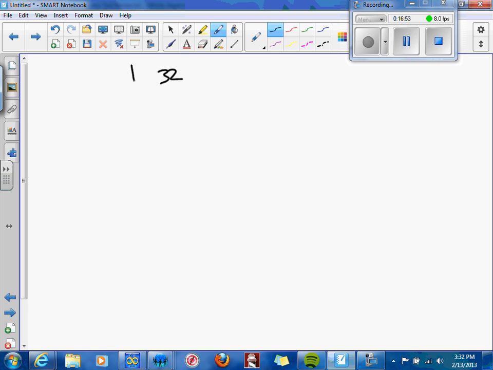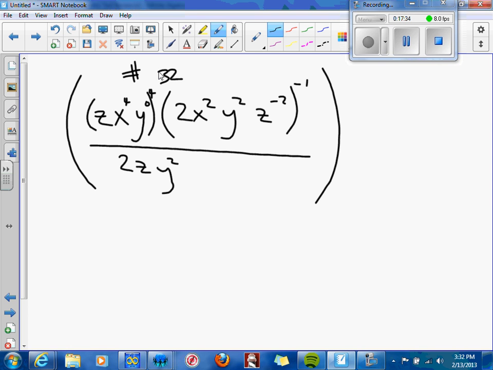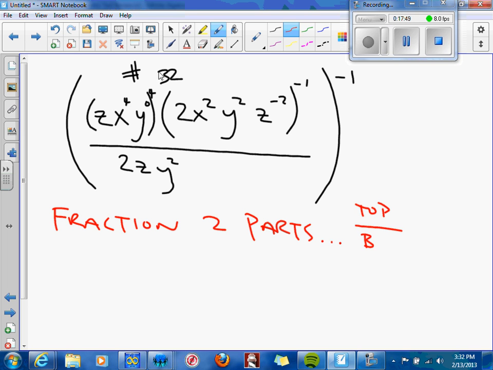Open parentheses, x to the fourth, and y to the zero power. Close parentheses, and then that's to the power of four, and then open parentheses, 2x squared, y squared, z to the negative 2, close parentheses, to the power of negative 1. Yep. And all that over 2y squared. And then all to the power of negative 1. Fraction. Part. Top. Bottom.